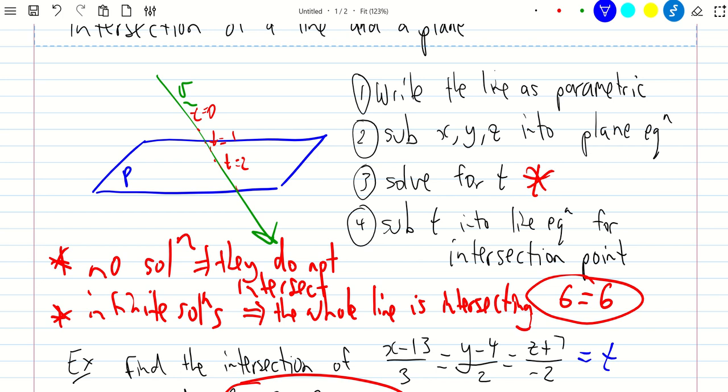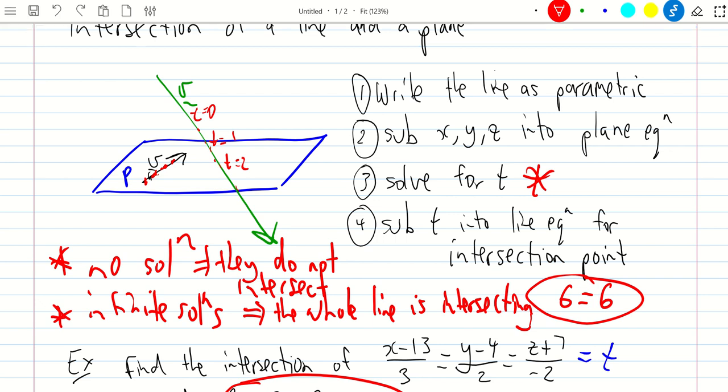Can I draw it? I'll draw it in black here. That means the line is sitting on the plane, and so every single point along that line is true. It's sort of sitting on that piece of paper. You can imagine a pen lying down on a piece of paper. Every point on that pen satisfies the paper's equation. So I hope that sort of makes sense.